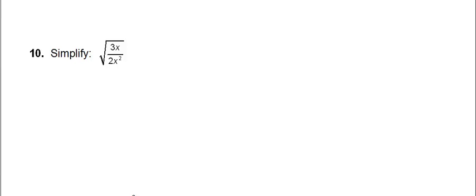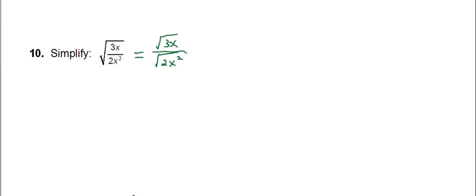Simplify the square root of 3x over 2x squared. Our first step in simplifying is to rewrite this as two separate radicals. So we can rewrite this as the square root of 3x over the square root of 2x squared.